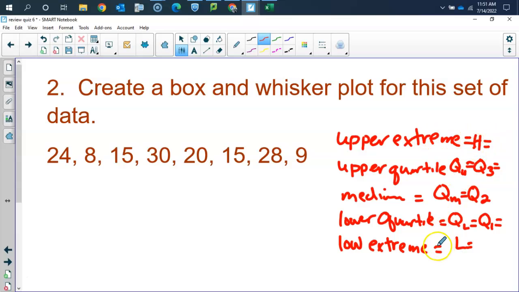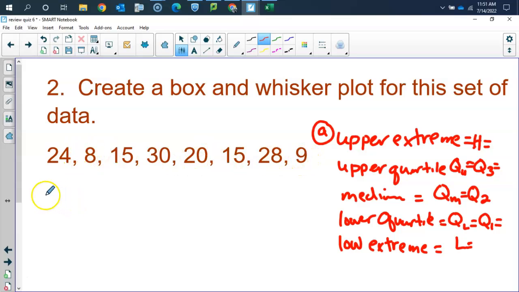Okay, high extreme is also called the high. So first thing I want you to do right now, part A, find the upper extreme. Go. Well, the first thing we should have done is listed these in order.